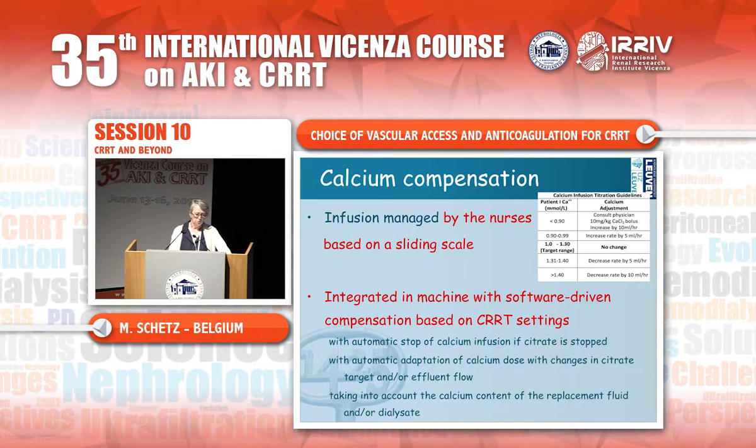The second issue is the calcium compensation that can be done by an infusion that is managed by the nurses based on a sliding scale, as this one, or it can be integrated in the machine with software-driven compensation based on the settings from the machine, and that will then automatically stop the calcium infusion if the citrate is stopped. It will adapt the calcium dose to changes in the citrate target and/or the effluent flow, and it will also take into account the calcium content of post-filter replacement fluid or dialysate.